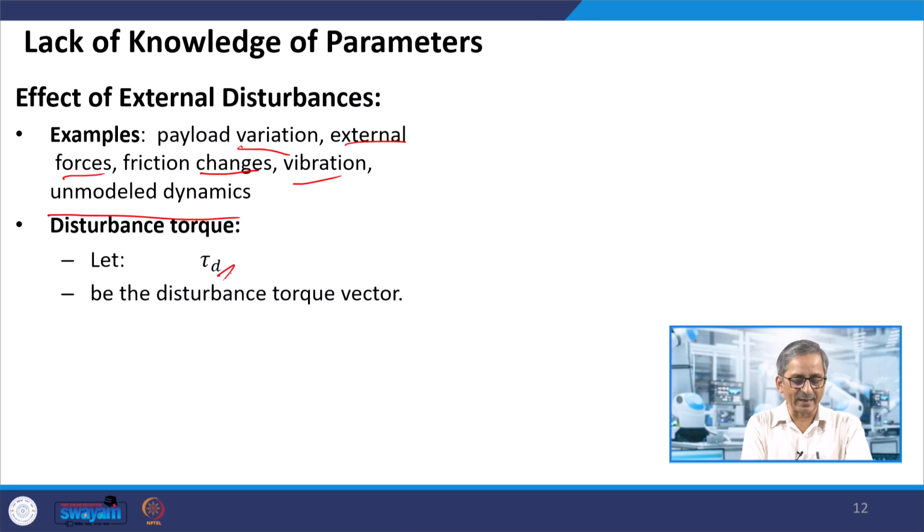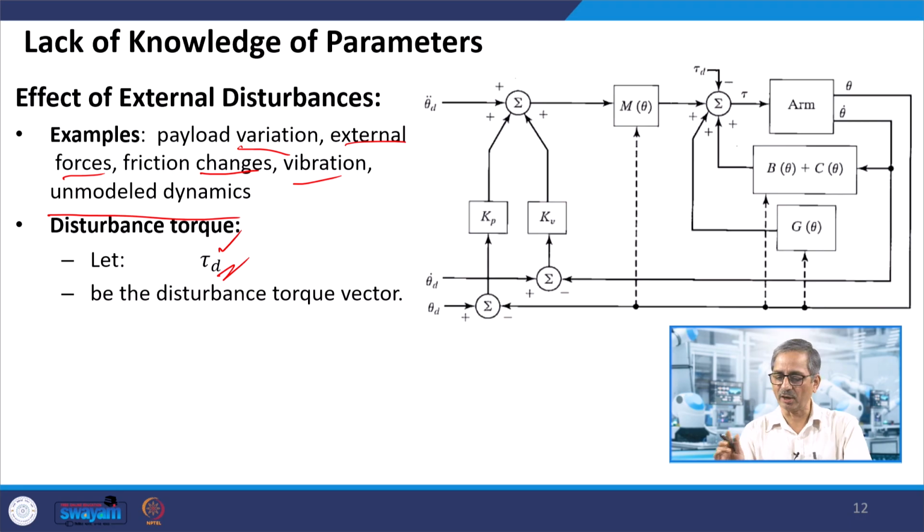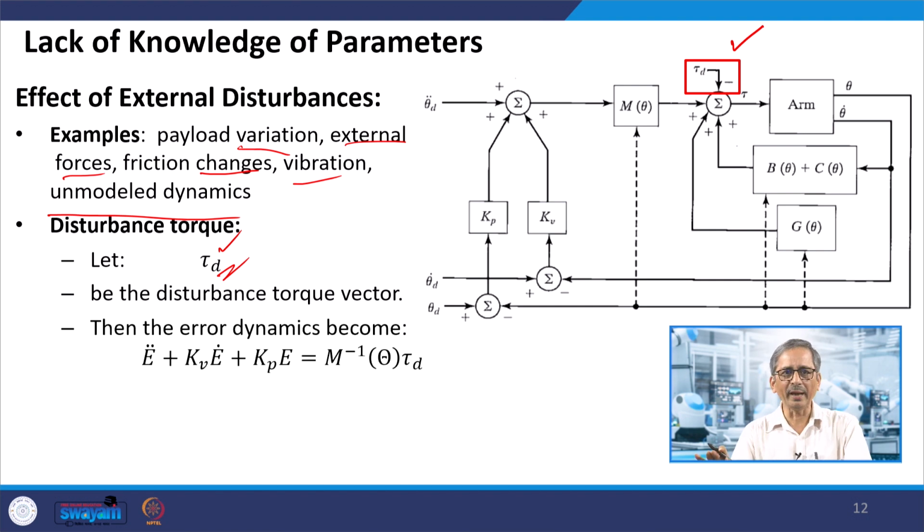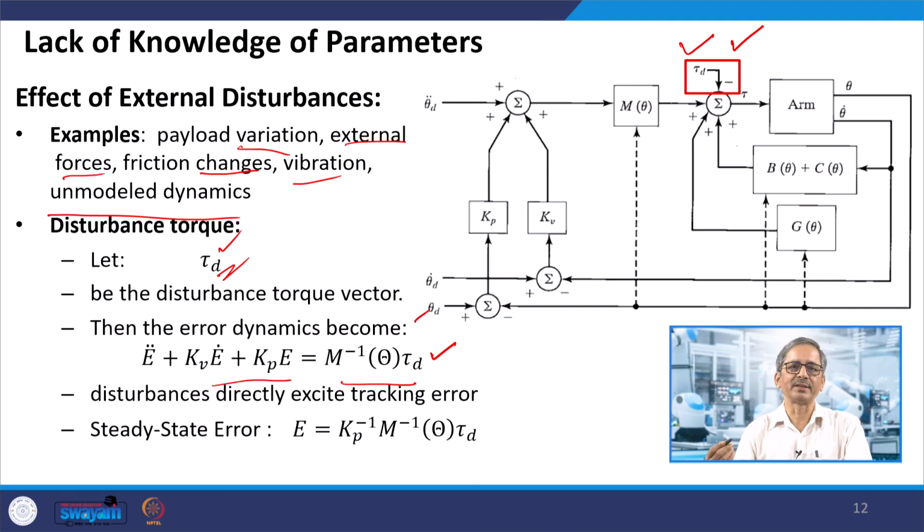Let me summarize: I have the disturbance torque, which I write as tau d, the disturbance torque vector. In this model this is how I introduce that disturbance, with the aim that it takes care of my lack of knowledge about the parameters. Then the error dynamic equation looks like this, where tau d comes from the disturbance, and these disturbances directly excite your tracking error.